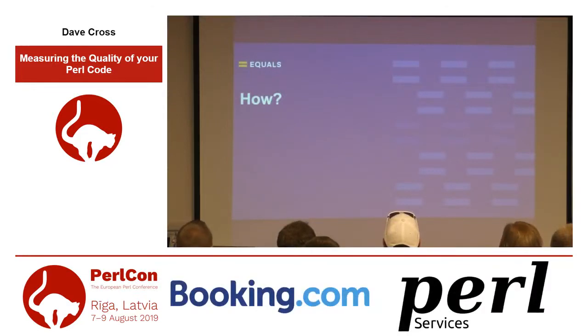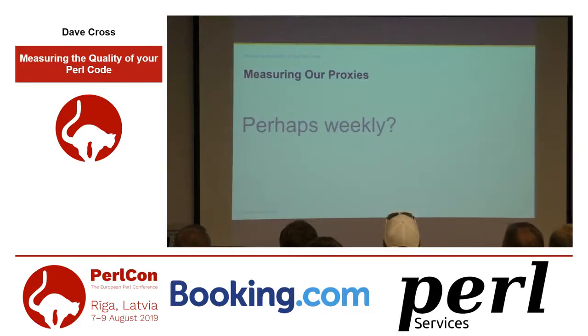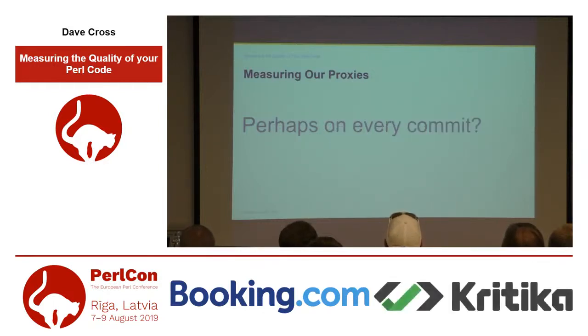Okay, so we've covered the why, we've covered the what. Let's talk about the how. How are we going to do this? What we'd like to do is measure each of our proxy values on a regular basis. What do I mean by a regular basis? Well, perhaps weekly. That might be enough to draw that graph that makes your manager happy. Perhaps daily might give us a better way of looking at it. Maybe on every commit.